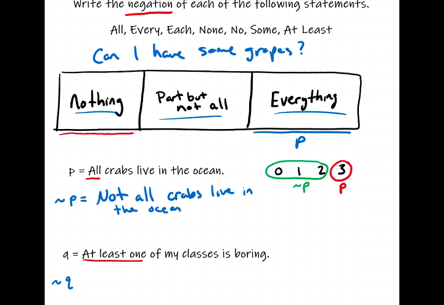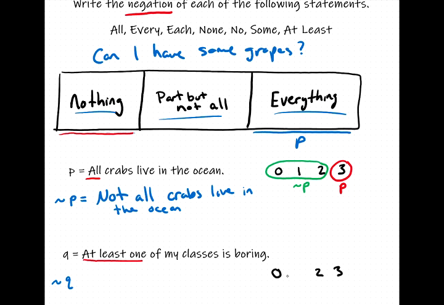All right. So let's look at the second one. At least one of my classes is boring. Well, again, I like thinking about a specific number. So let's say you're taking 4 classes. How many could be boring? Well, 0 or 1 or 2 or 3 could be boring. So at least one of my classes is boring means 1 or more.